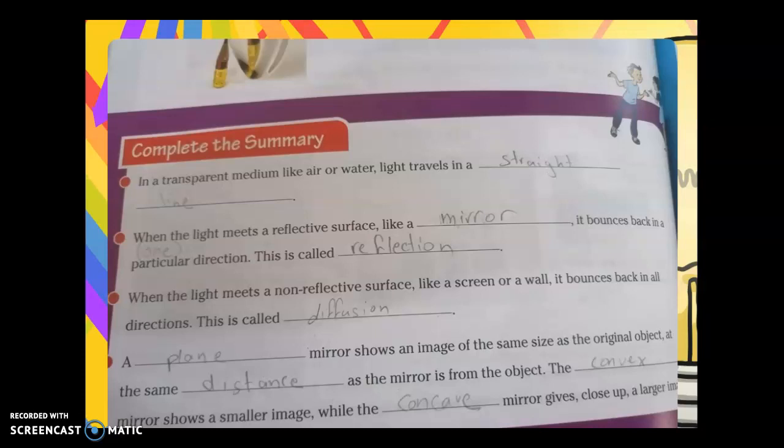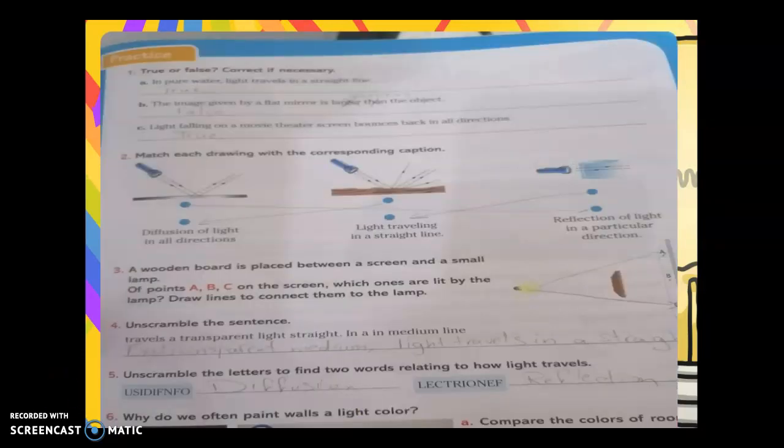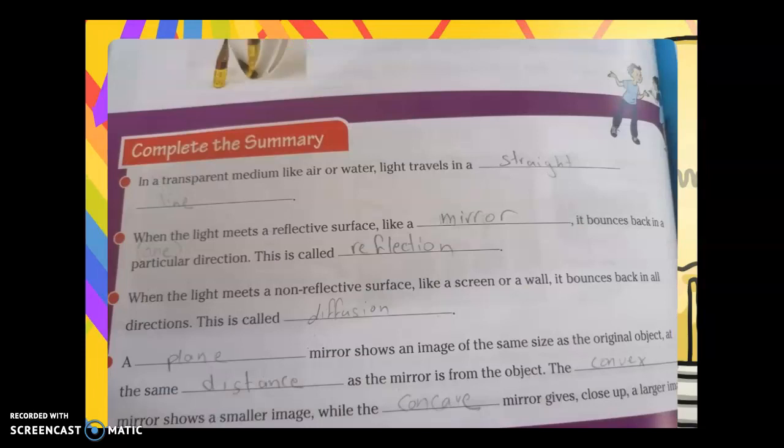A plane mirror or a flat mirror shows an image of the same size as the original object, at the same distance as the mirror is from the object. The convex mirror shows a smaller image, while the concave mirror gives, close up, a larger image.